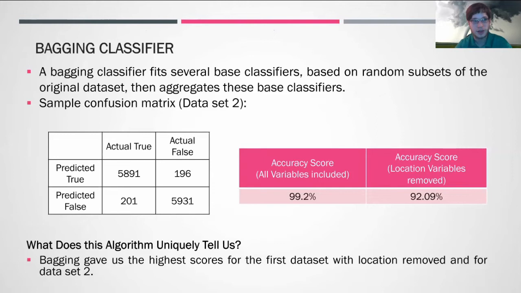The last method that I tried was the bootstrapped aggregator, or bagging classifier. A bagging classifier fits several base classifiers. Scikit-learn uses the decision tree by default, and then aggregates the results of those base classifiers. So whatever classification is the majority for a certain data point is given as that final label. This produced very good results. This was the second best method of all the methods that we used, behind the decision tree.